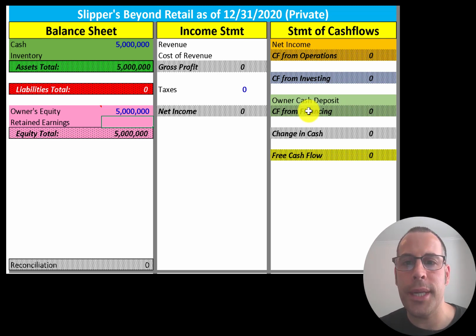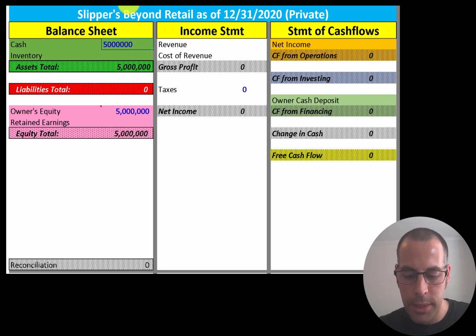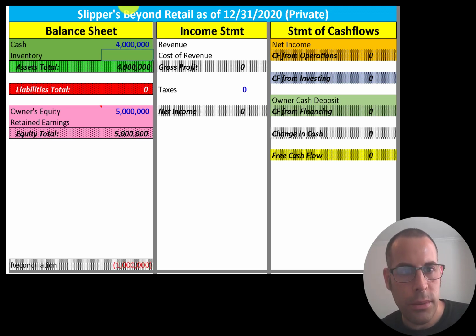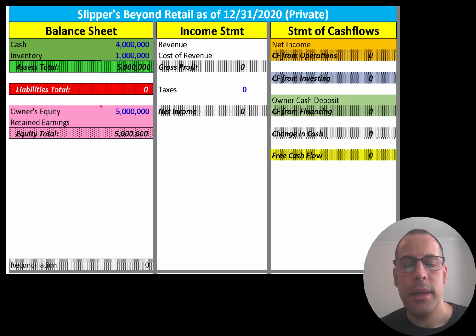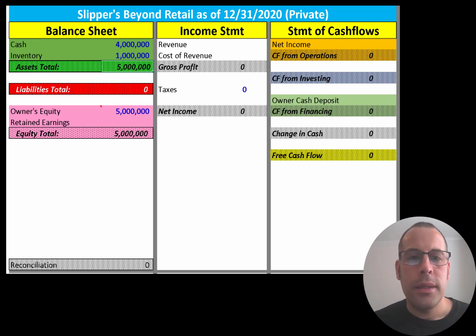Let's do the second transaction. We're going to buy $1 million of slippers from our vendor. The company is called Slippy. They're going to just give us $1 million of generic slippers, and we're going to pay cash. So we'll reduce cash by $1 million. We'll just send them a check, and then they'll send us $1 million of inventory. We reduced cash by $1 million and increased inventory by $1 million. So both entries were contained in the asset section.